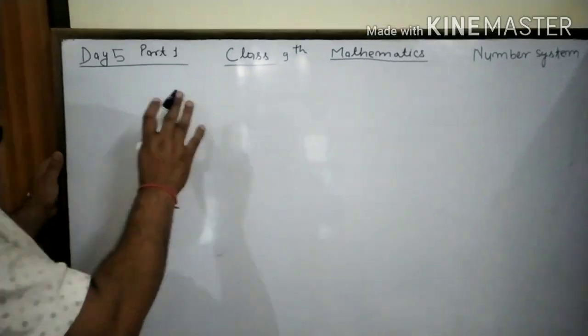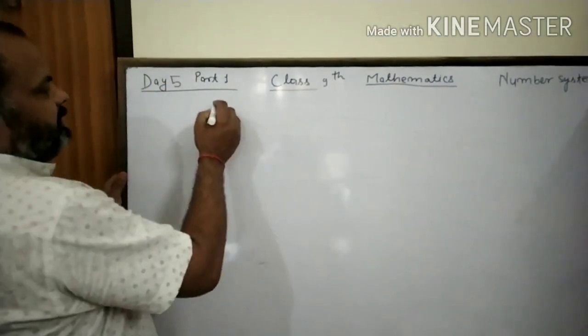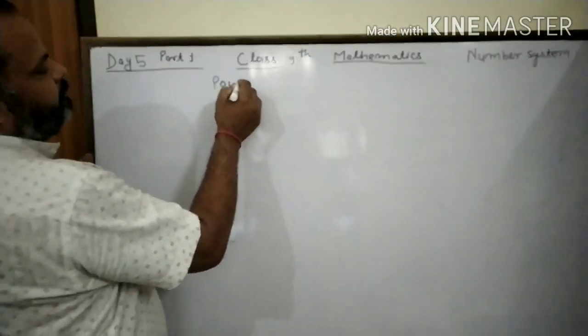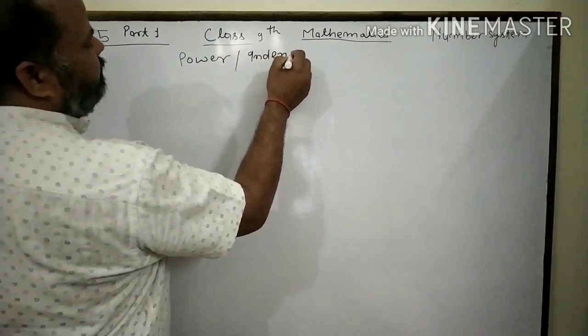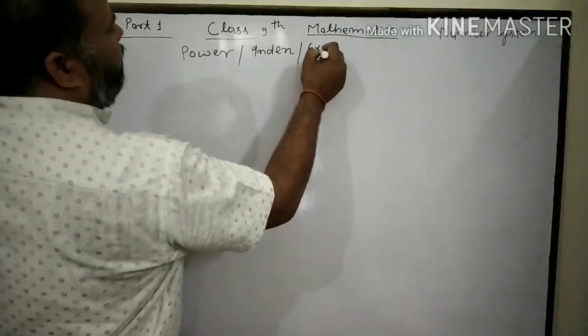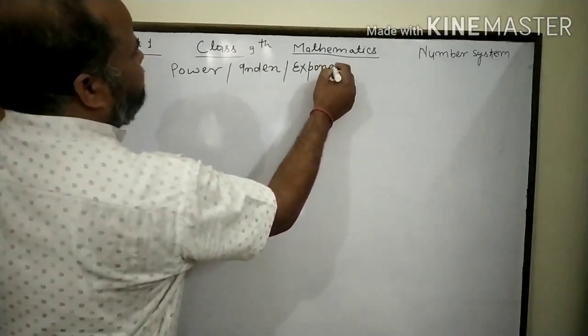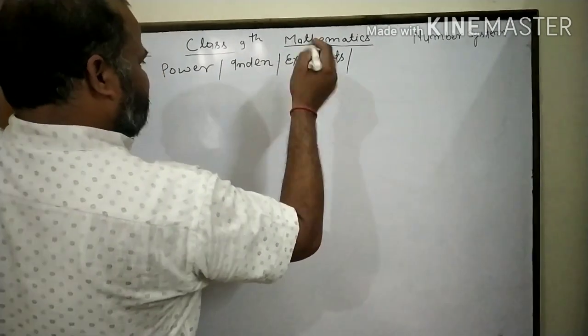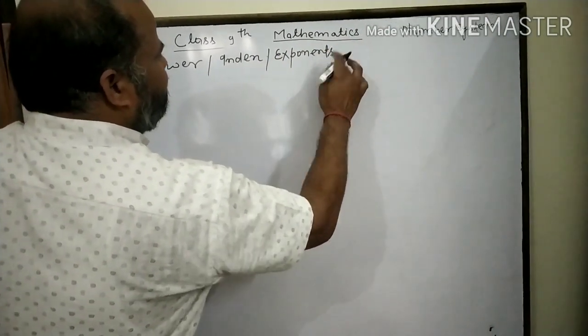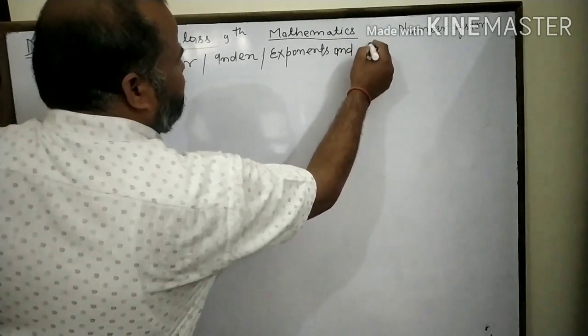Today is the last topic of the number system, and it is the power, index, exponent, and surds.